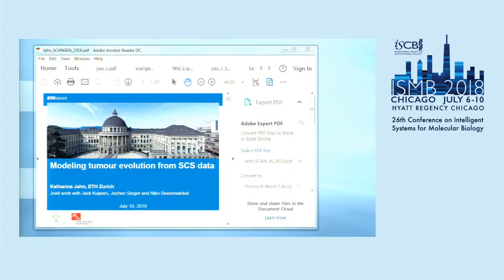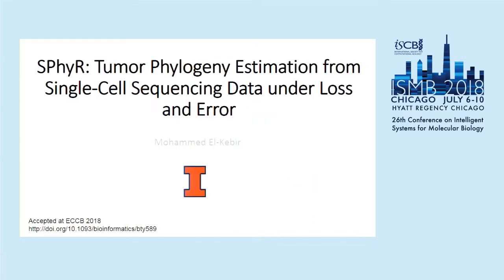El-Kebir from the University of Illinois. He will be talking about SPhyR, is that right? SPhyR. Okay. No, that's not a method. SPhyR, okay. All the single-cell methods are kind of alike. Which is tumor phylogeny estimation from single-cell sequencing data under loss and error.